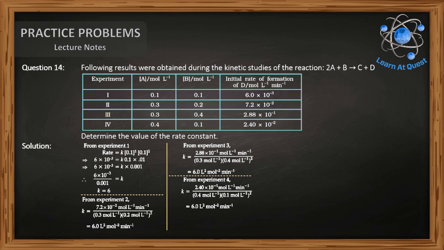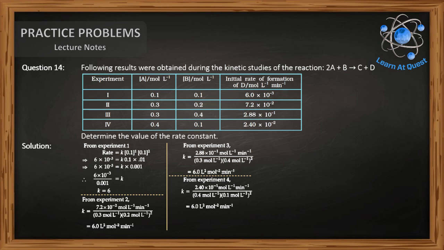Remember, there are 4 experiments given to us. In each of these experiments, we have been provided the values of the concentrations of the reactants A and B and the initial rate of formation of the product D. We will find the value of the rate constant individually using each of these 4 experiments. Hence, we can verify whether the value of the rate constant is correct or not.